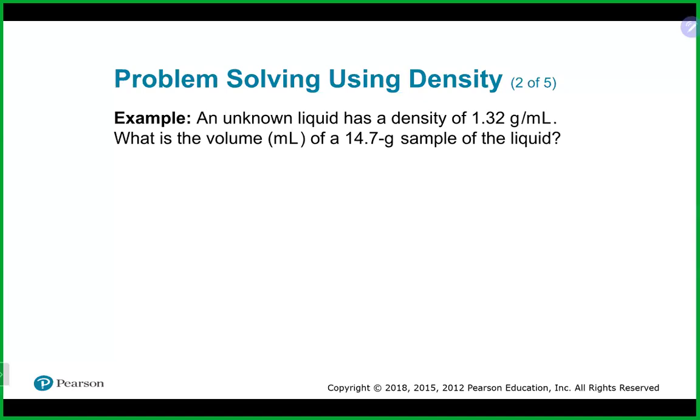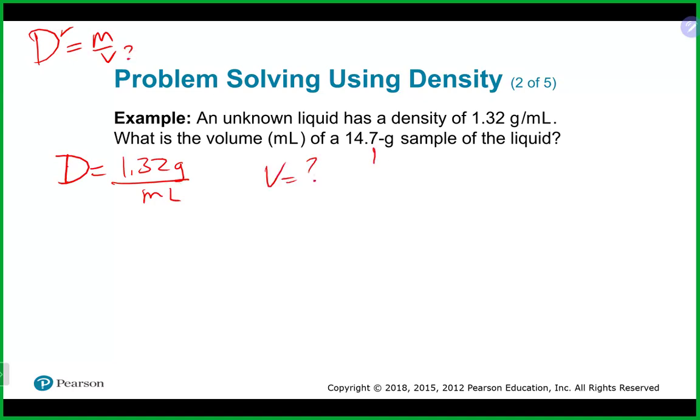Okay, so let's take a look. Once again, obviously we're dealing with density, so it might be helpful to whip out the formula there. We have a density given to us, 1.32. Again, density has 2 units, so you might want to write it like a conversion factor. And we obviously have the density there. We're looking for the volume. So we're looking for this guy.